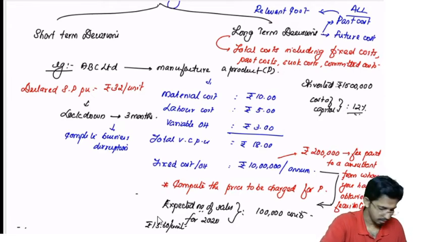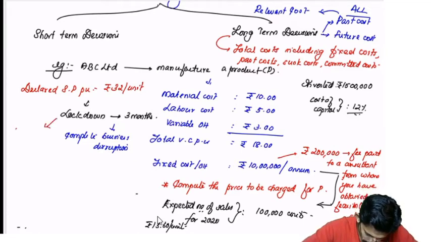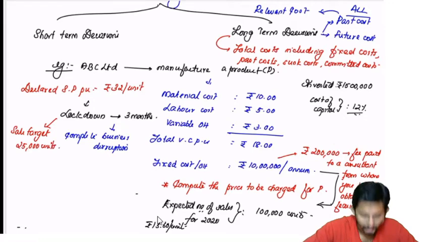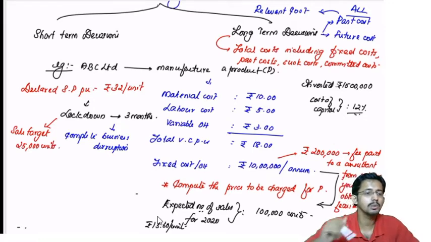3 months, 1 quarter. So 1 lakh divided by 4 will be 25,000. So for this 3 months, the sale target was 25,000 units. Okay, if you want to sell these 25,000 units, you can't sell at this 32 rupees.